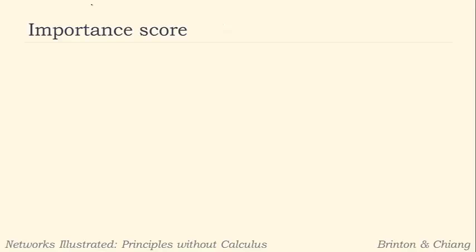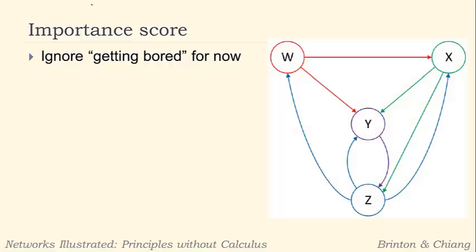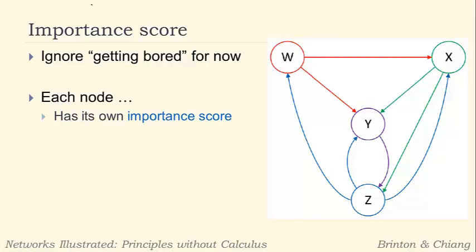So now let's talk a little more about the importance score. Let's ignore the idea in the random surfing of getting bored for now. We'll return to our initial example with 4 nodes, which we just ran an in-degree version of importance on before. Each node has its own importance score, and we can use lowercase letters for that.